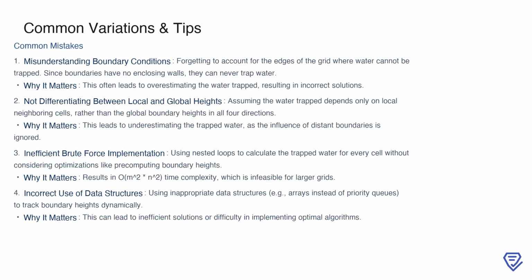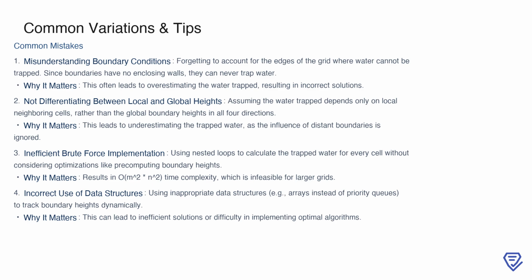Efficiency is another area where mistakes are common. A brute force approach, such as using nested loops to calculate trapped water for every cell, may seem straightforward but is computationally expensive and infeasible for larger grids due to its m²*n² time complexity.